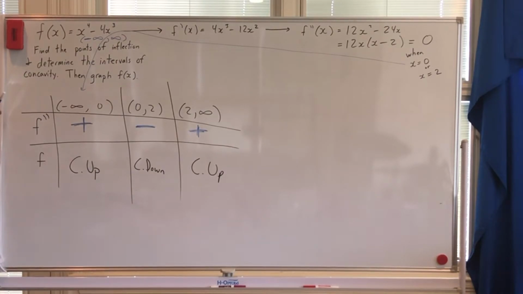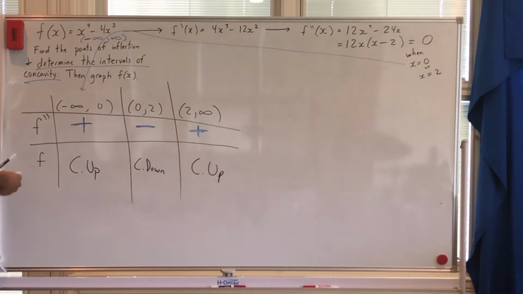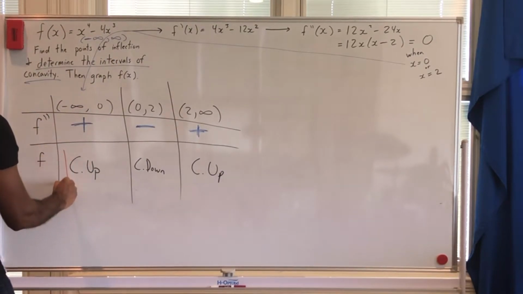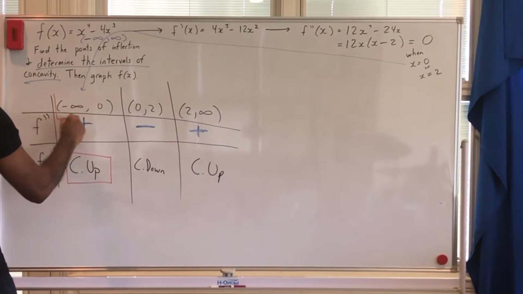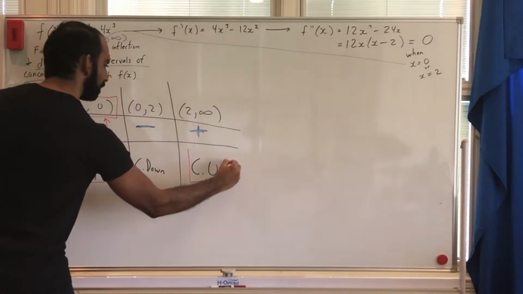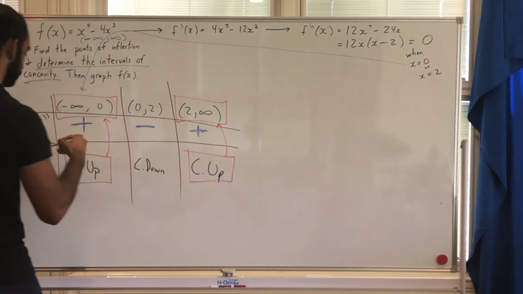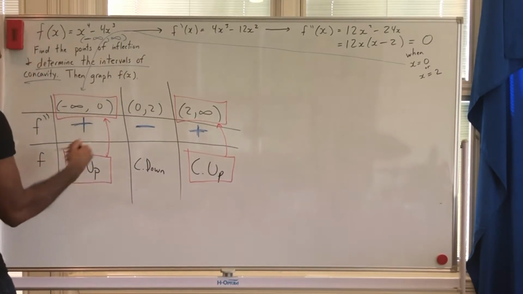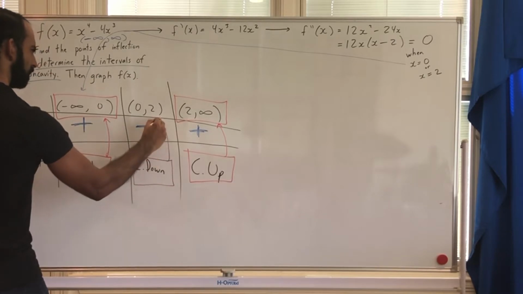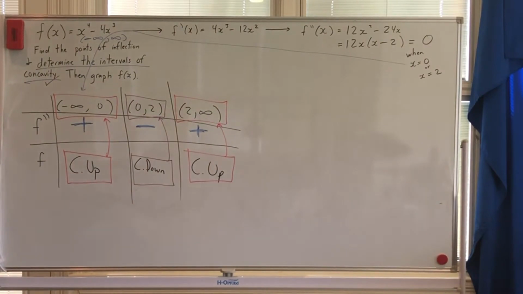So with that, we're actually done with the second part of the question: determine the intervals of concavity. All you guys have to do is, we can use a different color if we want. It's concave up on this interval. Likewise, it's also concave up on this interval. I'll do a different color here. It's concave down on this interval. And with that, we are done with determining the intervals of concavity.